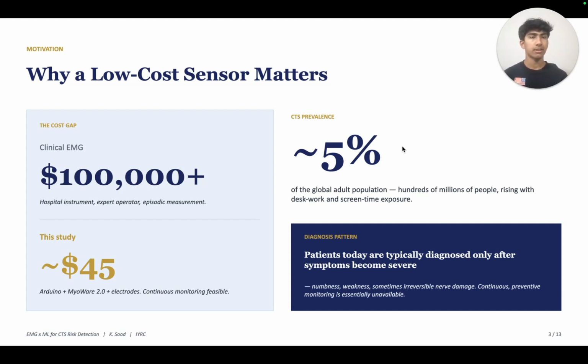And finally, these technologies are required to be operated by an expert technician or a trained medical professional. However, low-cost EMGs are scalable, they are affordable, and they can track your muscle activation throughout your daily life, even when you're working, playing games, or studying.